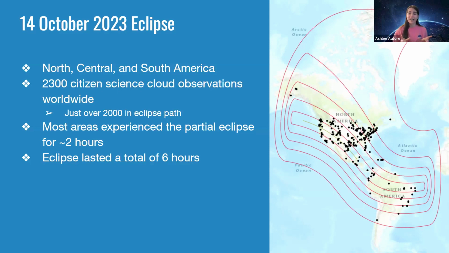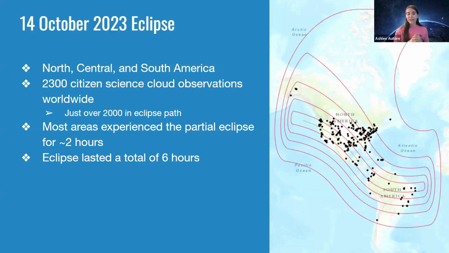Those red lines are percent totality in 20% increments. So from the center, you have 80%, 60%, 40, 20, and then 0. And anything out there I didn't consider for the project, not yet. So most places experienced the eclipse for about 2 hours, from start to end. Depending on where you were, that time changed, and it could have been less if you were further away from the center path. And the eclipse took about 6 hours to go through that whole path.